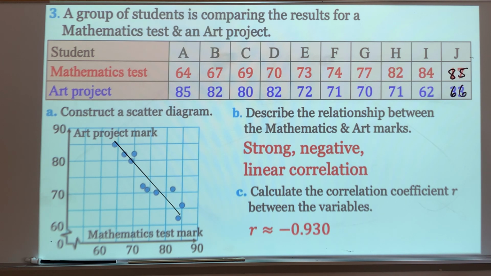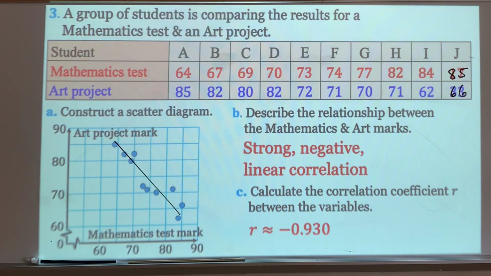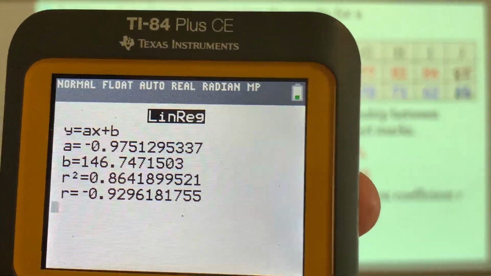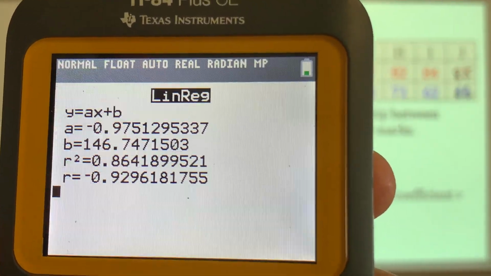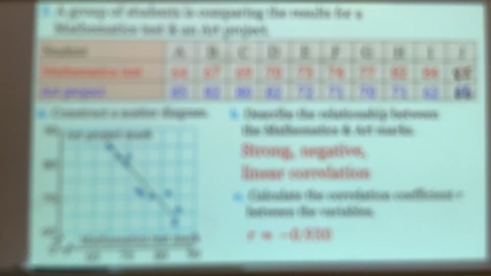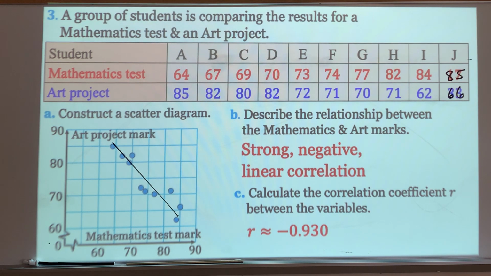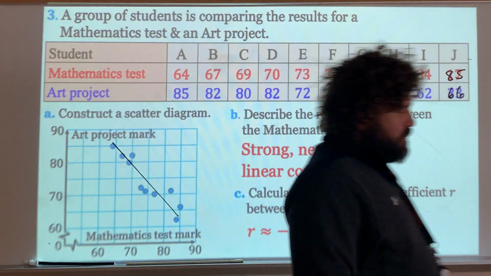Stat, calc. That's embarrassing. Calculate. No, my R is, there we go, negative 0.92961. There we go. It's always better when I didn't really make the mistake. I made the mistake transferring. I have to switch this on the paper too. Right? So that is the correlation between the stuff.